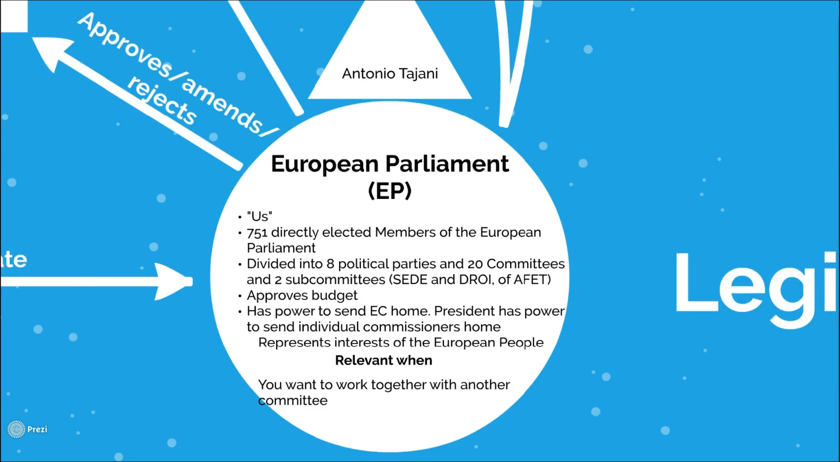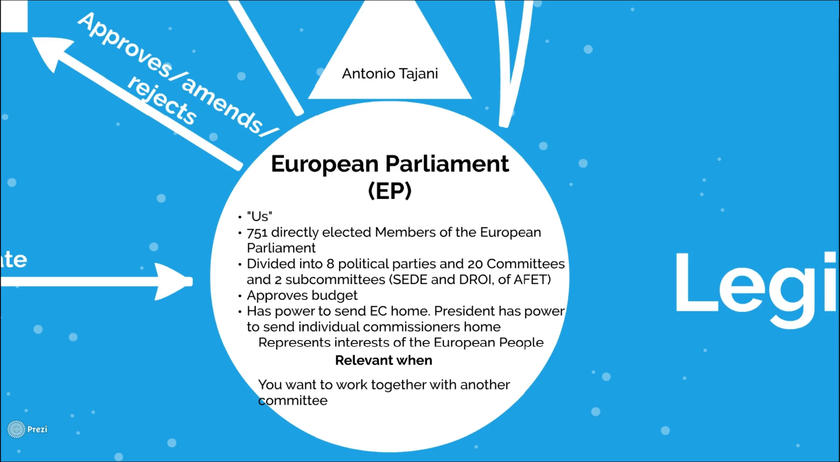The European Parliament also scrutinizes the European Commission and has the power to send the entire European Commission home. The European Parliament also has the power to send individual commissioners home, both through a motion of no trust. The European Parliament represents the interest of the European people in the lawmaking process.